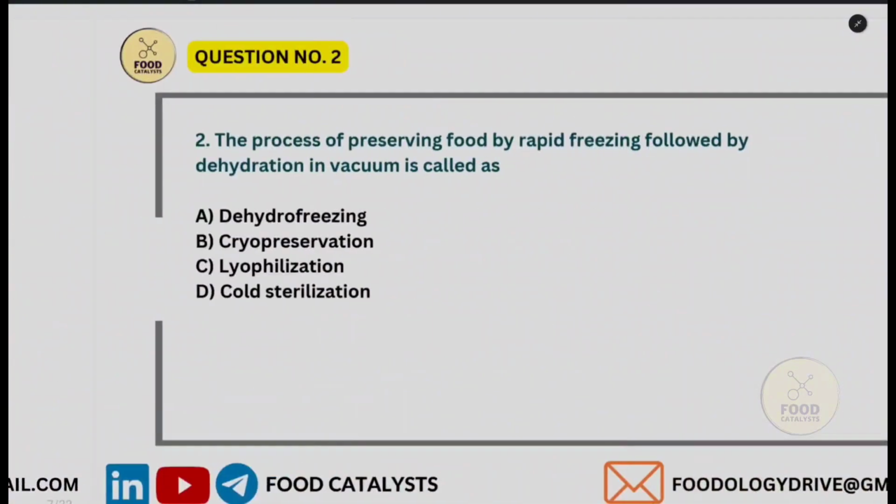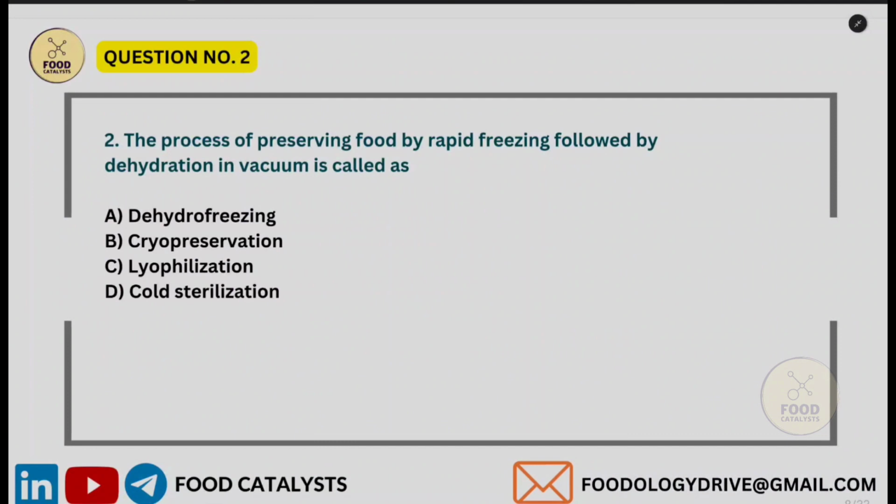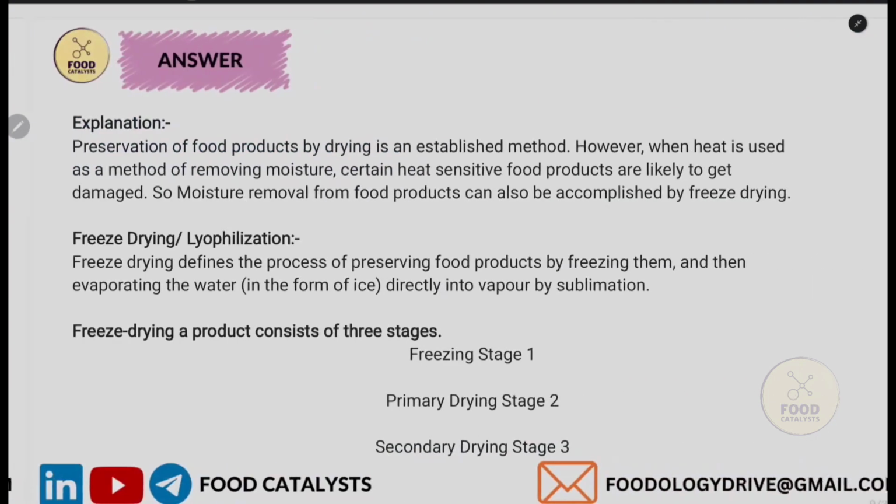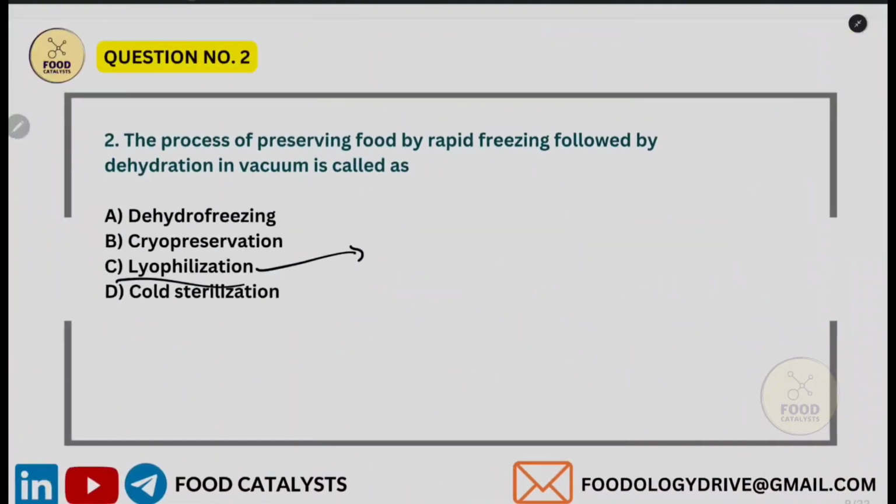Okay, so let's move on further to the next question. The process of preserving food by rapid freezing followed by dehydration in vacuum is called what? And they have given 4 options: dehydrofreezing, cryopreservation, lyophilization and cold sterilization. So ignore all these things. The answer is actually lyophilization. And another name of lyophilization is actually freeze drying.